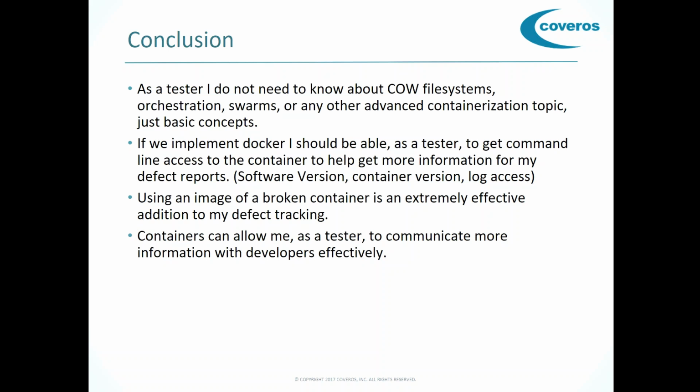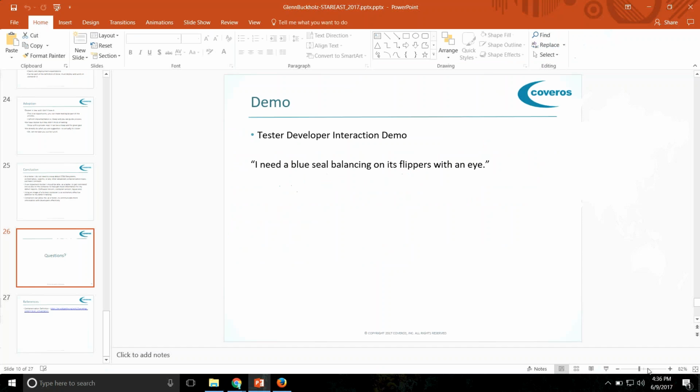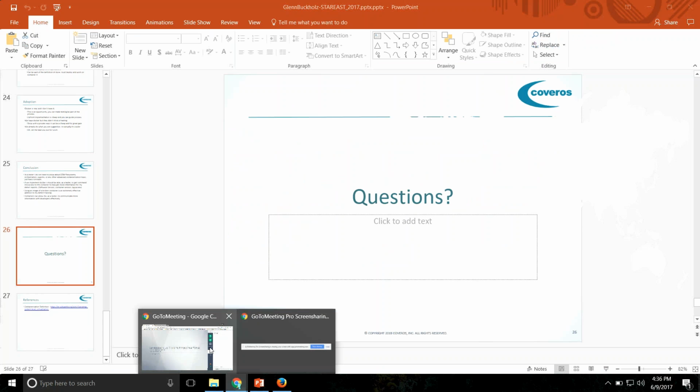They're disposable. Using an image of a broken container is an extremely effective way of communicating and augmenting your defect tracking. Lastly, containers can allow me as a tester to communicate more information with developers effectively. And that is the end of the presentation. I'll now open the floor up for questions.